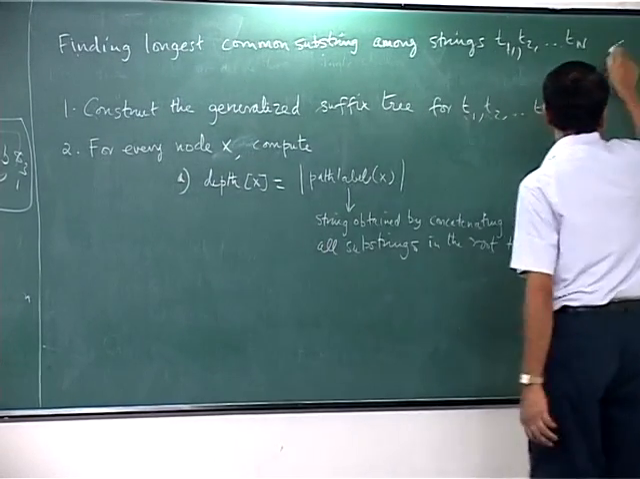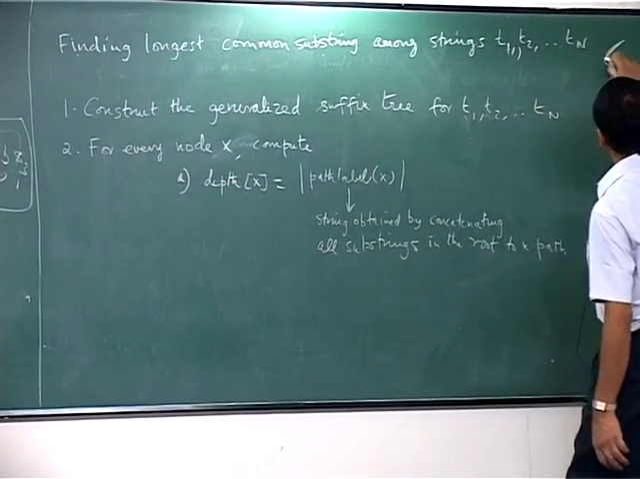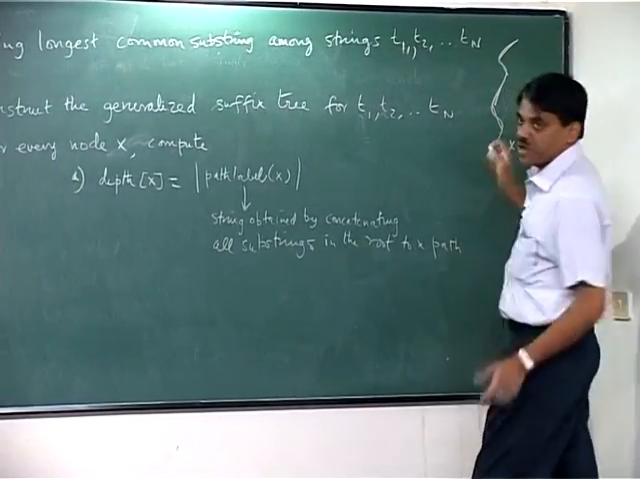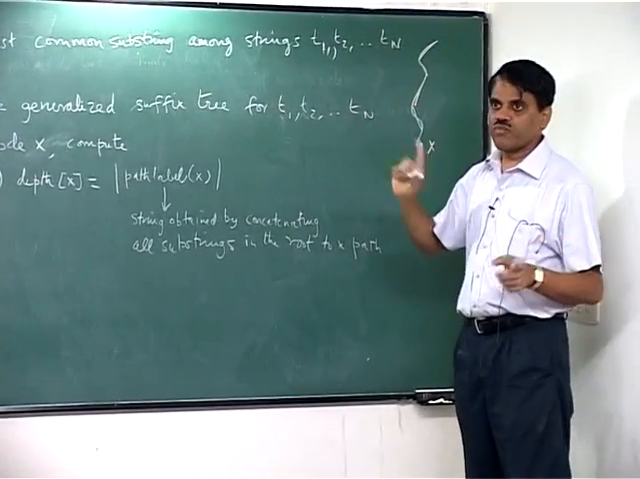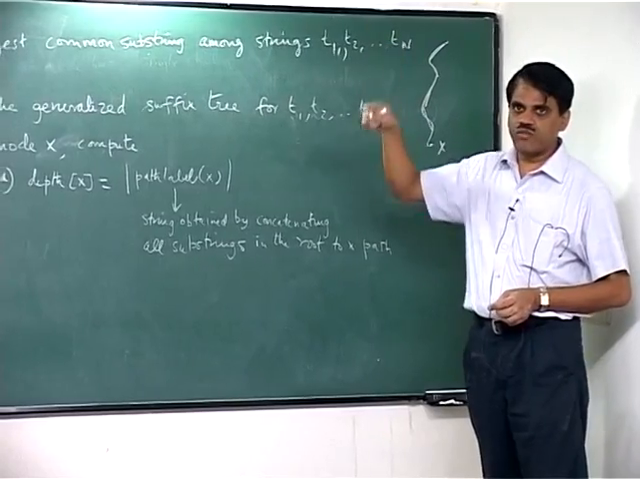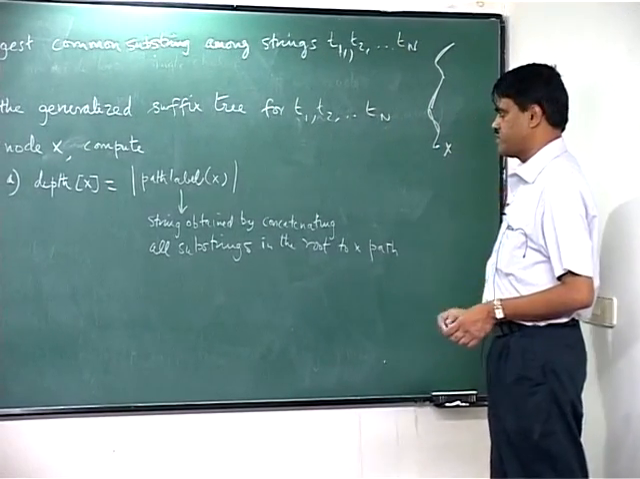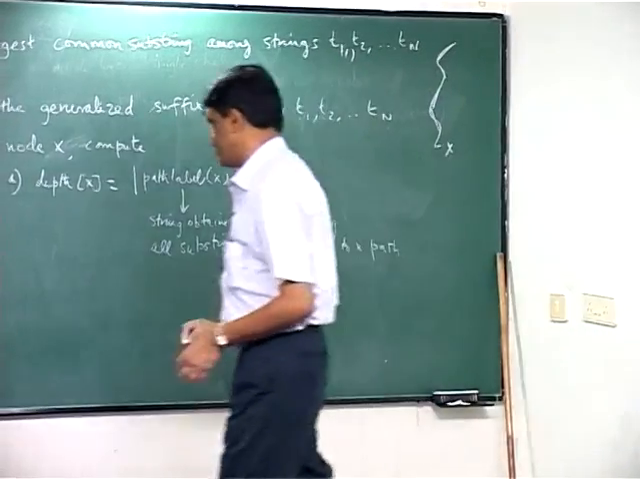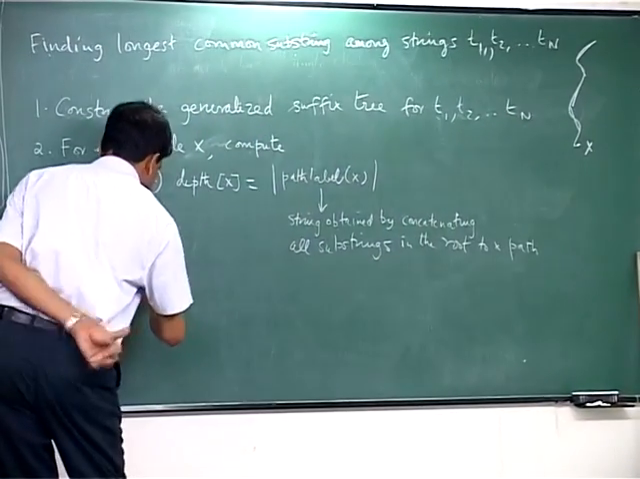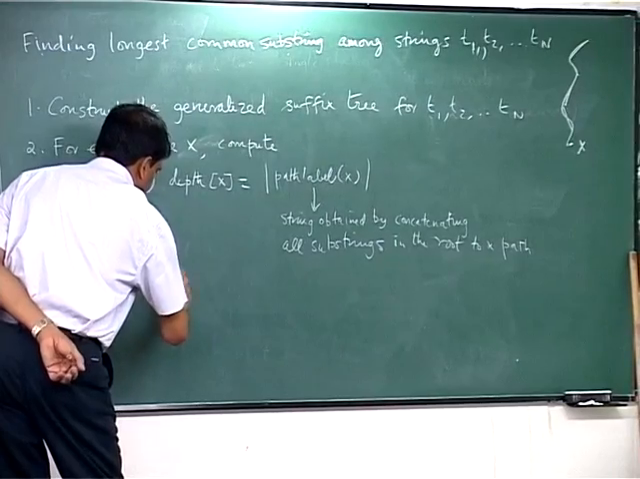Right, so I have a particular node x. Each edge has some substring with a starting point and end point. So take that length and add them all. Whatever that is, that's the length of this thing. And then I'm going to compute the second thing. We'll come back to how to do this later. Let's call this m of x.